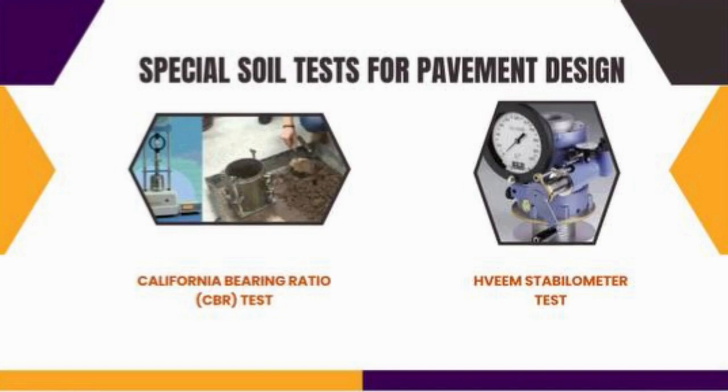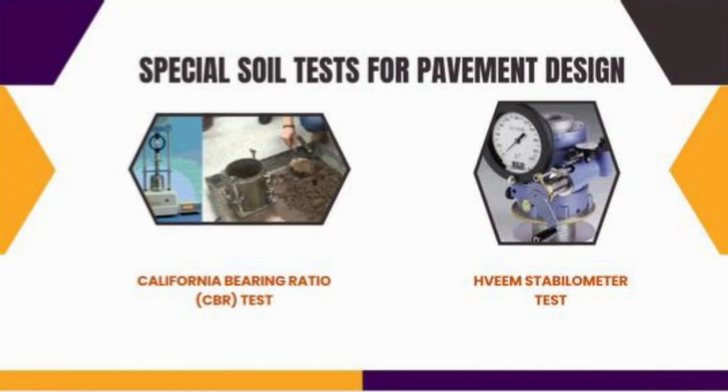Now let's move to soil tests that guide pavement design. These tests provide the data needed to make decisions about material strength and stability. California Bearing Ratio or CBR test. This measures the soil's ability to support loads. It's especially useful for evaluating the strength of the subgrade.